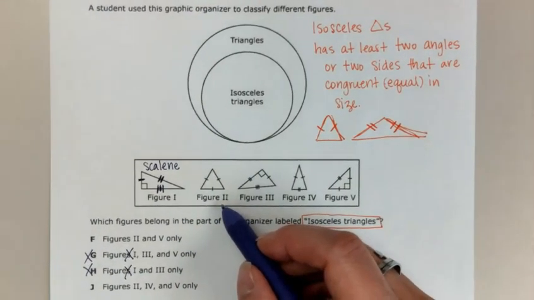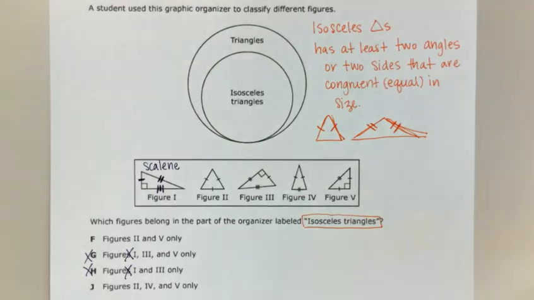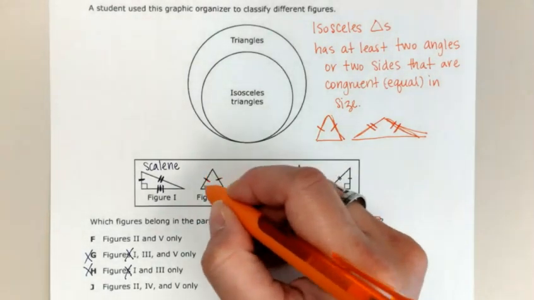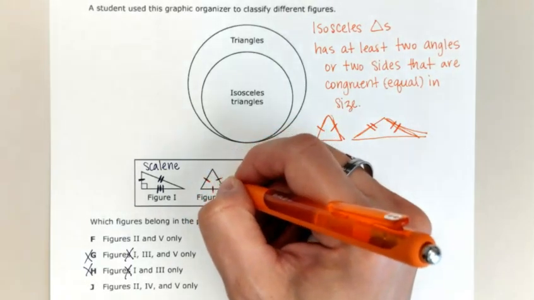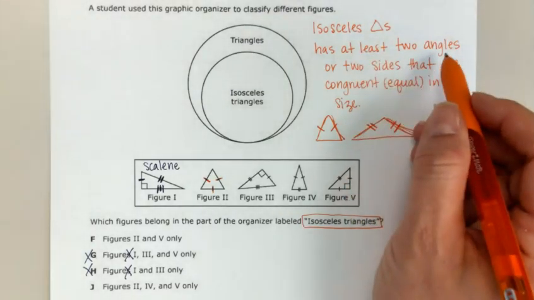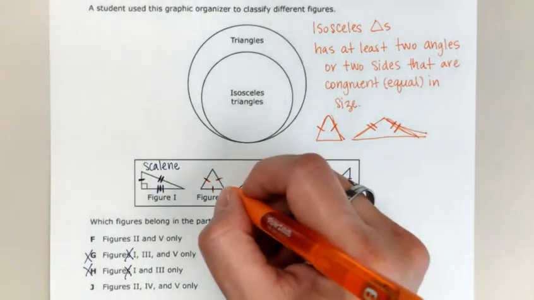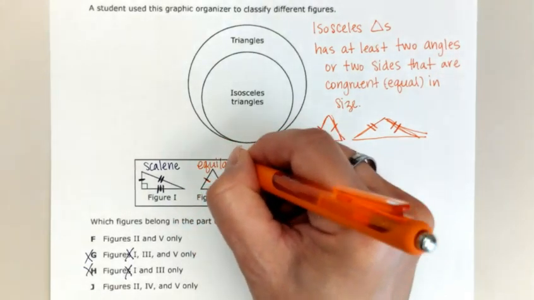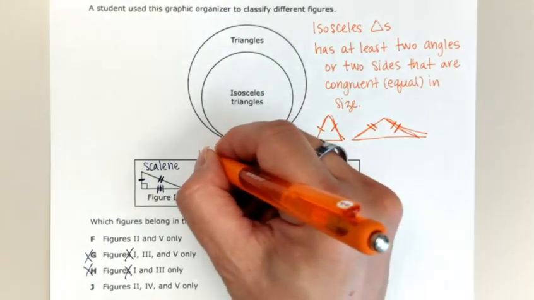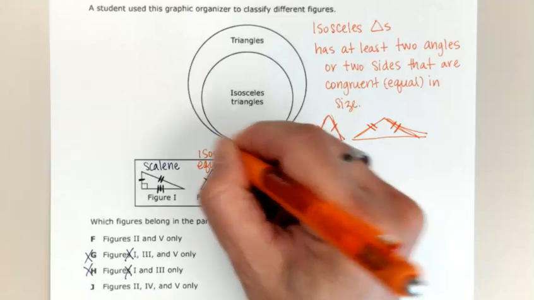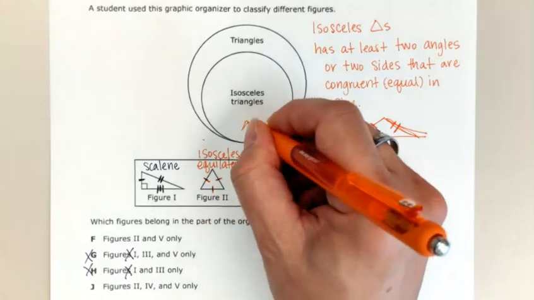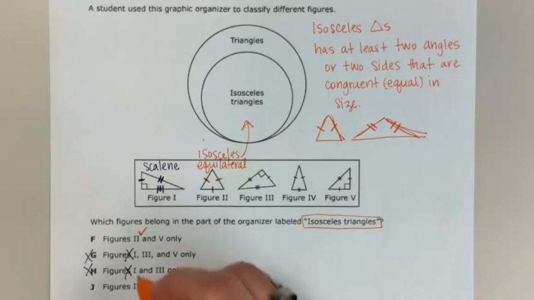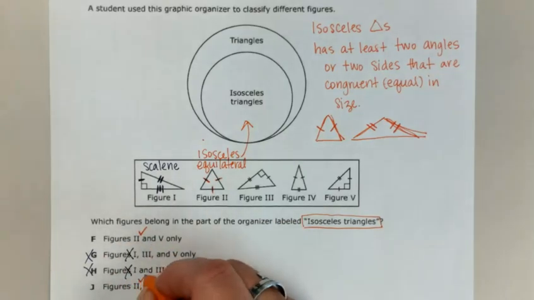So let's go to figure 2. These identical dashes, 1 dash, 1 dash, 1 dash, mean that all 3 sides are the same. So if 3 sides are the same, at least 2 of the sides are the same or congruent. This is technically an equilateral, which is also known as an isosceles triangle. So this one would fit within this part of the diagram. So figure 2 is, yes, isosceles. So F works and J works.